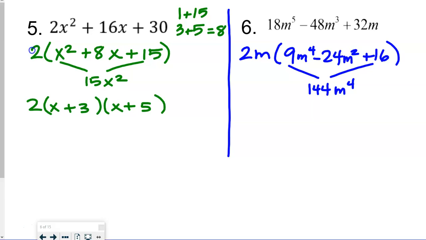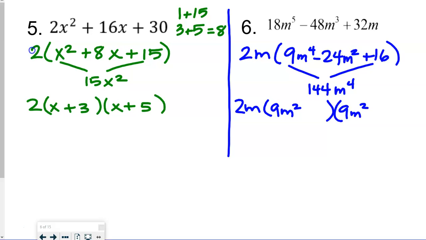Notice that the middle term is negative. So when we start thinking about factors here, if the last term is positive and the middle term is negative, then both our terms are going to have to be negative. So I'm going to still bring down this 2m right here. And I'm going to put 9m squared here, and I'm going to put 9m squared here.